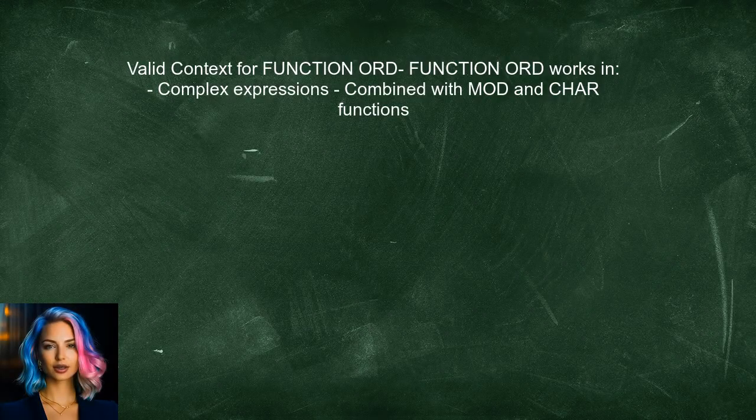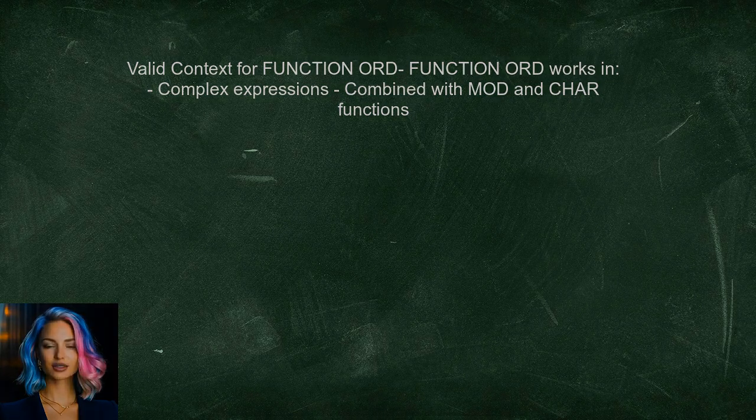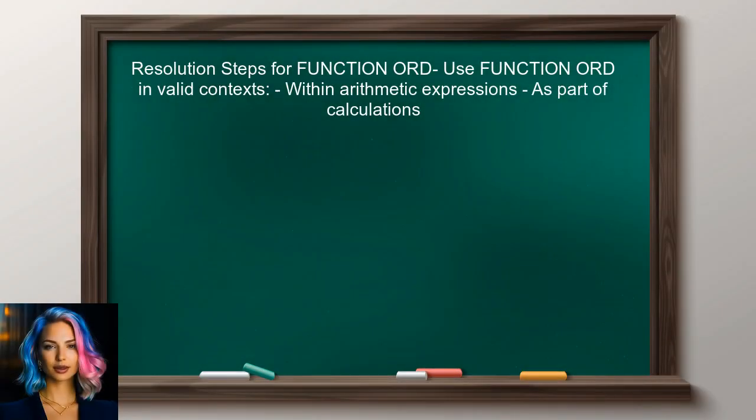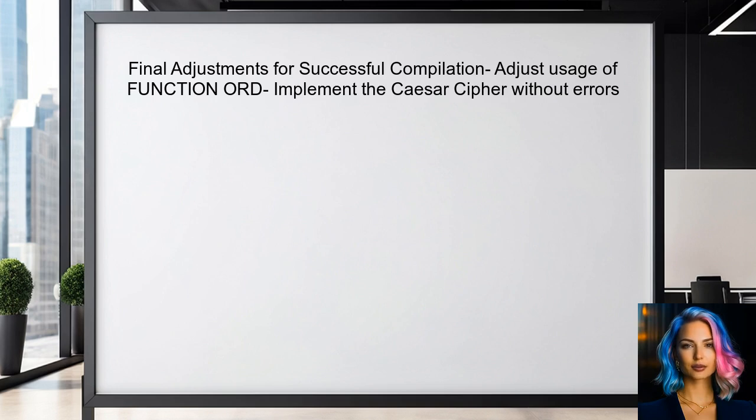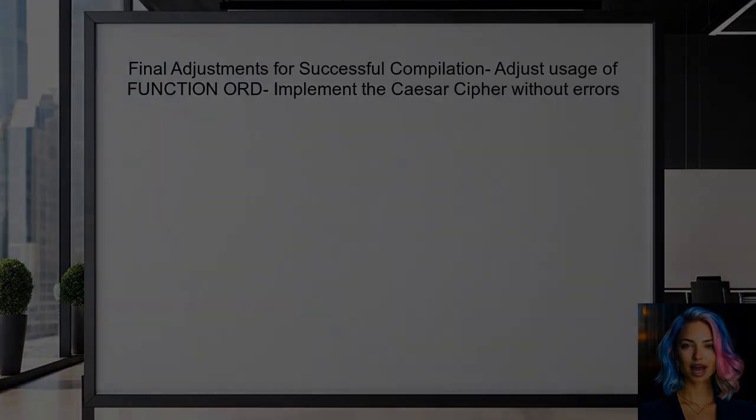However, in the second example, the user is using function ORD within a more complex expression that includes other functions like mod and char. This is a valid context for using ORD, which is why it does not produce an error. To resolve the issue, the user should consider using function ORD within a valid context, such as within an arithmetic expression or as part of a larger calculation, rather than trying to use it directly in move or display. By making these adjustments, the user should be able to compile their COBOL program without encountering the numeric function error. This will allow them to successfully implement the Caesar cipher.